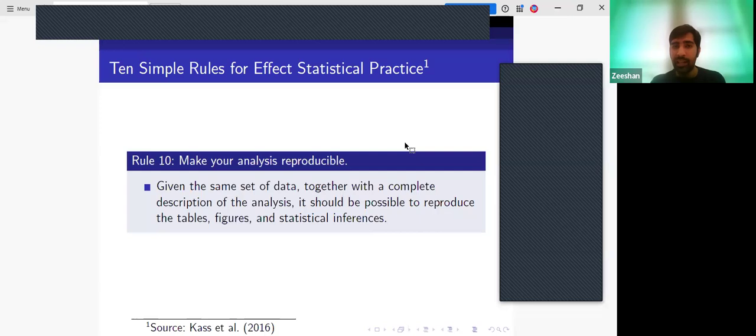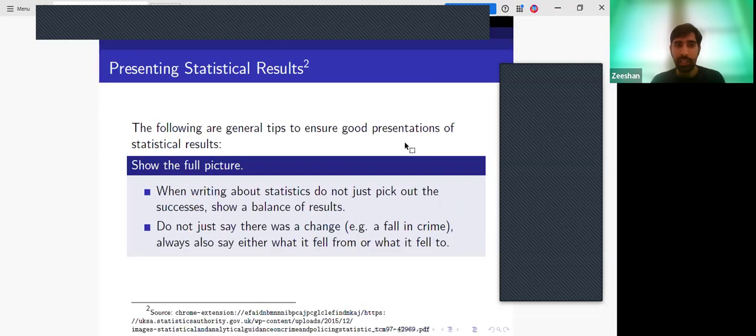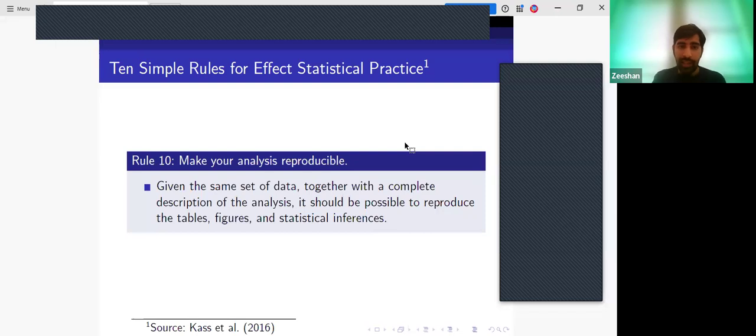So these are usually the 10 simple rules which you can think of when you are going to conduct effective statistical practice in your research. If you have any questions until now about what we have discussed, please ask. And after that, I will move to the next thing, which is related to presenting statistical results. So we have discussed 10 things. If you have any questions so far, I'll give 3 to 5 minutes to discuss these things, and then we move to the next topic.